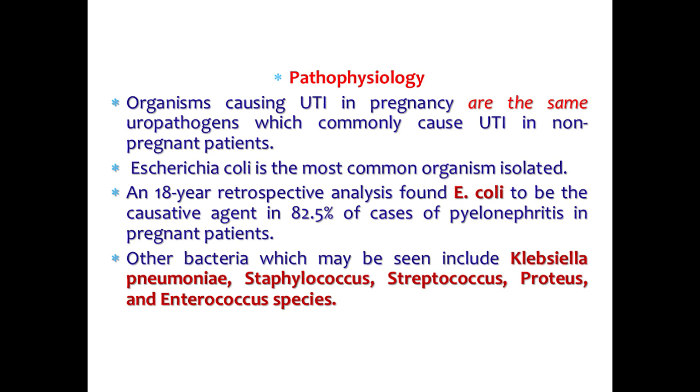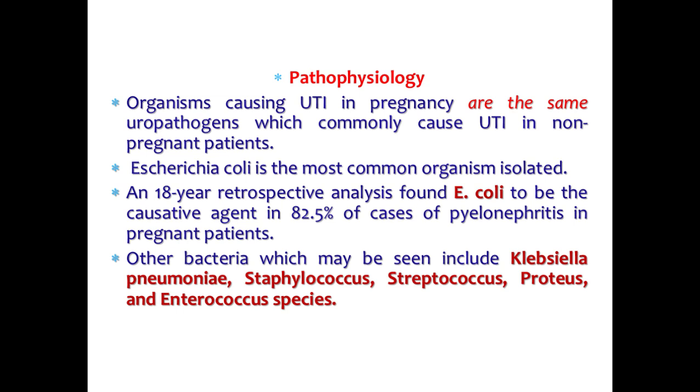Why does urinary tract infection occur? At the start, you must know that the organisms that cause urinary tract infection in the pregnant woman are the same uropathogens, or microorganisms, which cause urinary tract infection in the non-pregnant patient. And Escherichia coli is the most common organism isolated, also in non-pregnant women.